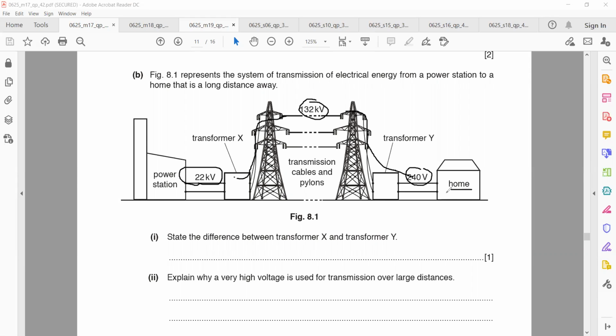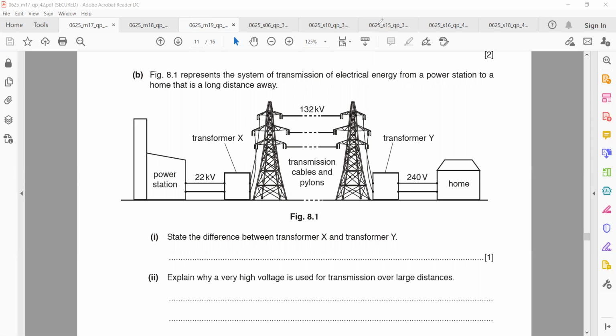And even if someone gets an electric shock with about 132 kV or even 22 kV, likely he will die due to that shock. But with 240, if for a short time a person is electrocuted, it cannot be fatal. But for a long time, even if it's 240 or 220, if it passes through a long time, then it can be fatal.